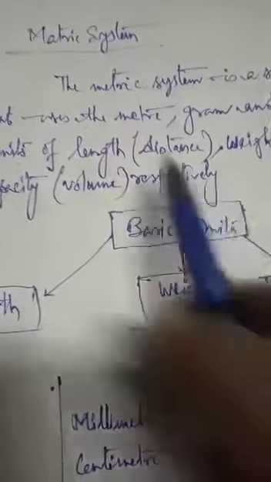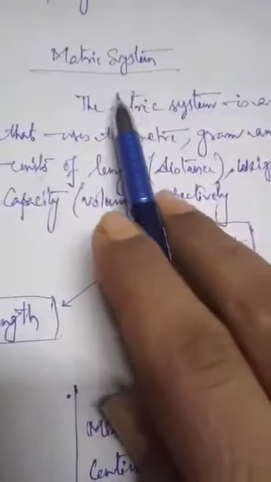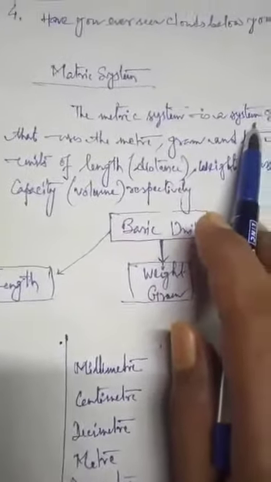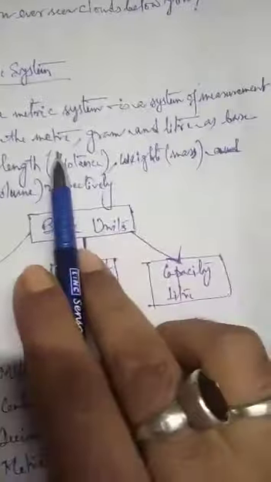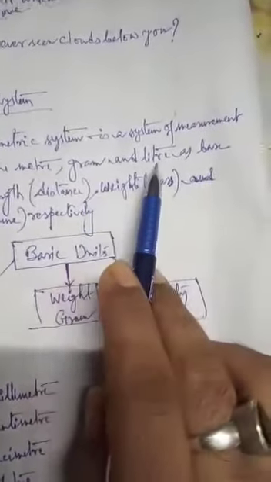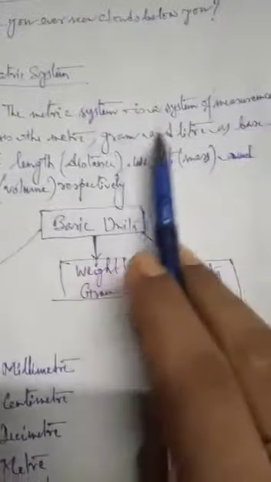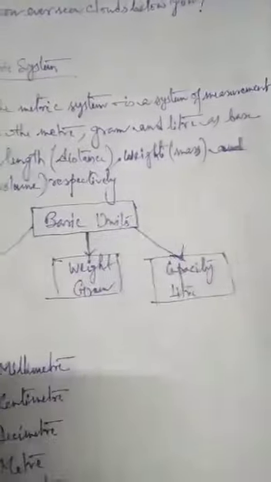Okay, students. Today we will discuss the metric system. In a metric system of measurement, we use meter, gram, and liter as base units.